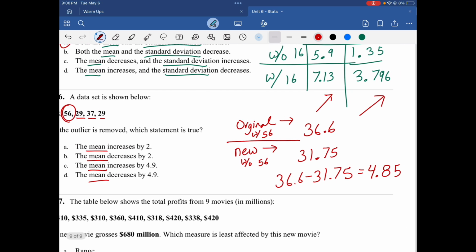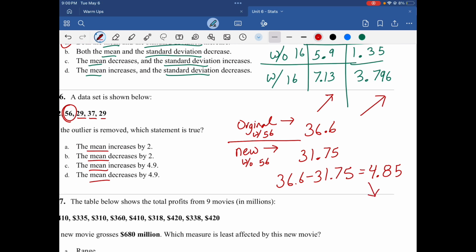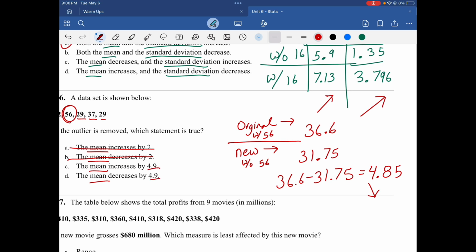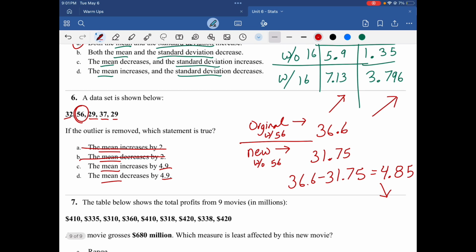So let's go look at our answers. We know that it decreased by 4.89. It went down because our numbers got smaller. So with these, both of these that say 2, we know we can mark those out. Now we have 4.9 and 4.9. Did our number get bigger? Did our number get smaller? Our number got smaller, which means it decreased. So our answer is going to be D.